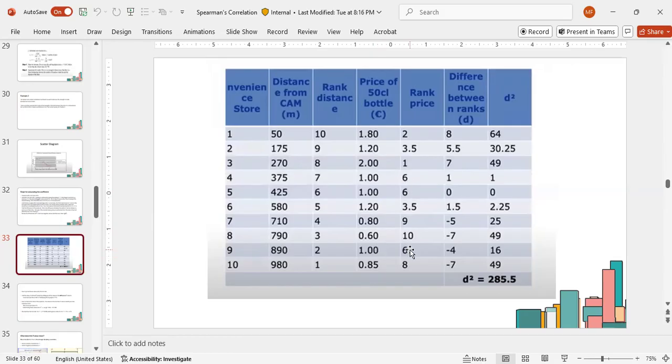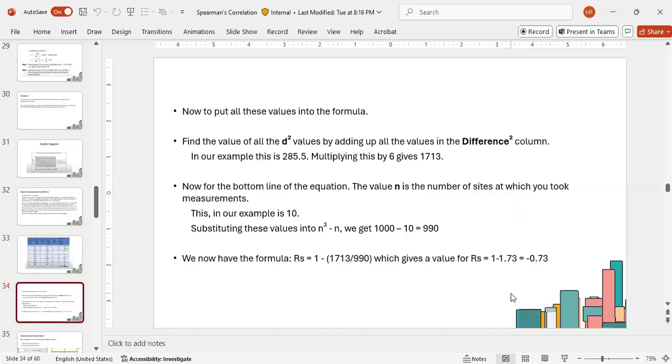The next value, because that will come at position number 8, this 0.85 will get the ranking number 8, then ranking number 9, and ranking number 10. You find the difference by subtracting this value from this. 8 minus 2 is 8, 9 minus 3.5 equals 5.5, 8 minus 1 equals 7, and so on. Then you find the square of this difference. 8 squared is 64, 5.5 squared is 30.25, 7 squared is 49, and so on. Now you add all of these values to get the final value of 285.5.